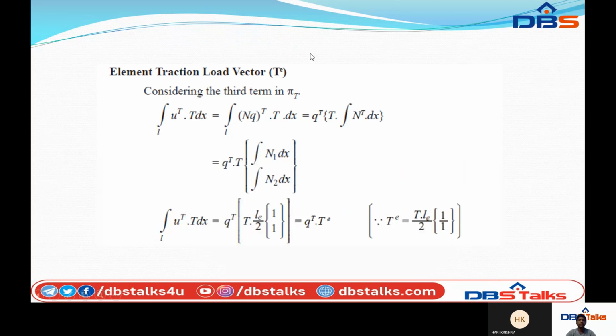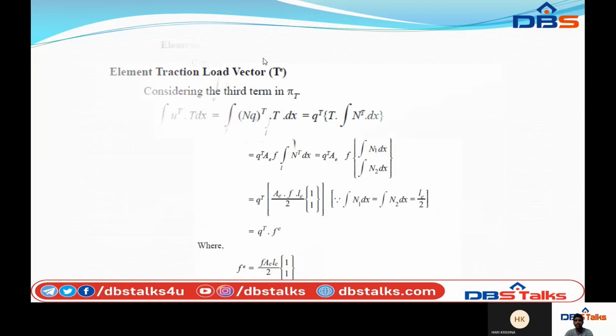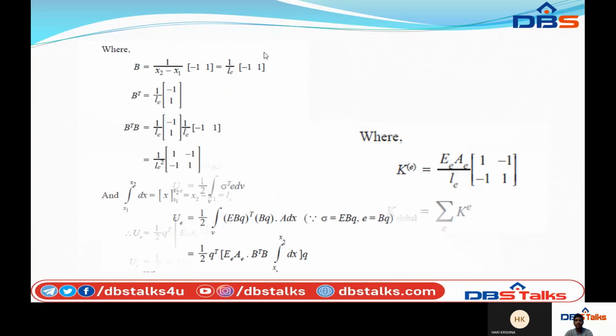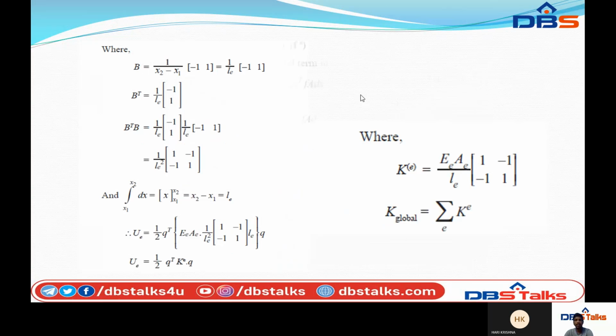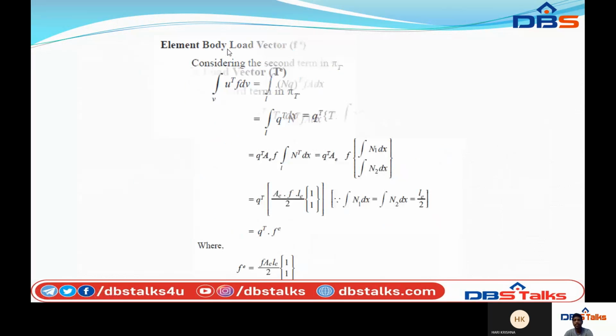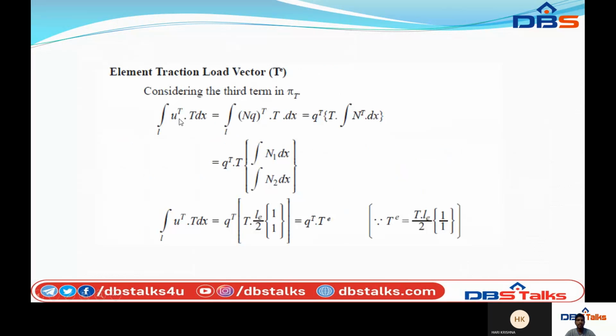After that, the third one is the element traction load vector. In the first slide, I told you about the stress and strain vectors. This term is the body load vector, this is the traction load vector, and this is the point loads. The third derivative will be the element traction vector. In this, I'm taking the third term in pi t. These are the three terms.